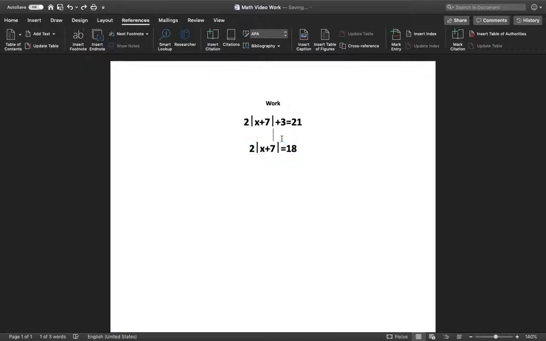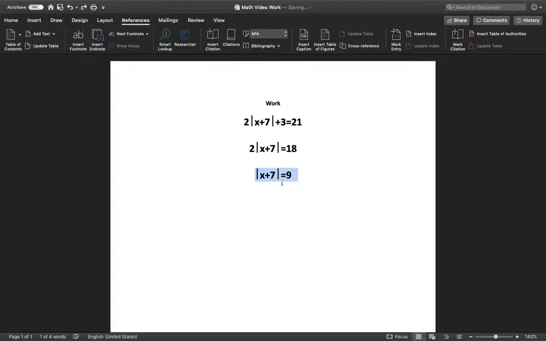So we have to remove 3 from both sides. When we subtract 3 from both sides, we get 2 times the absolute value of x + 7 equals 18. Now we can divide by 2. Now we have the equation, the absolute value of x + 7 equals 9. We've successfully completed the first step.